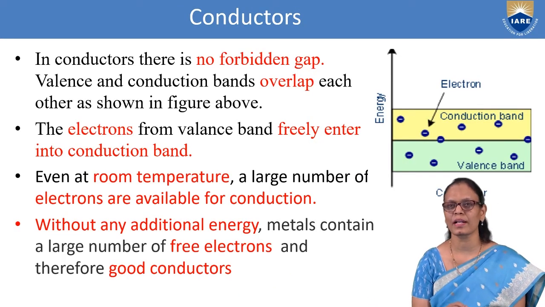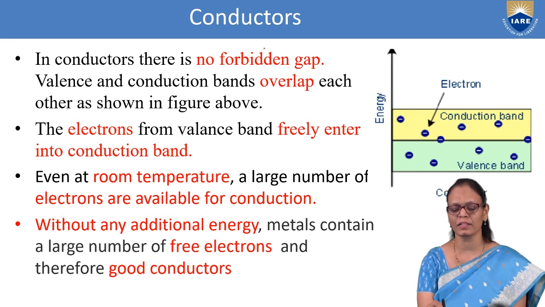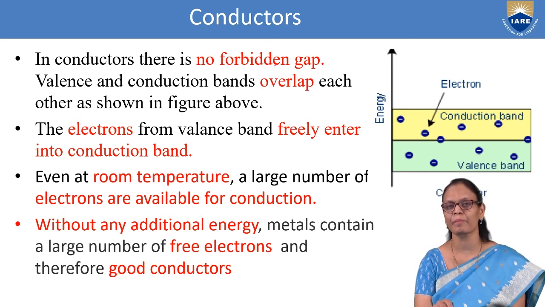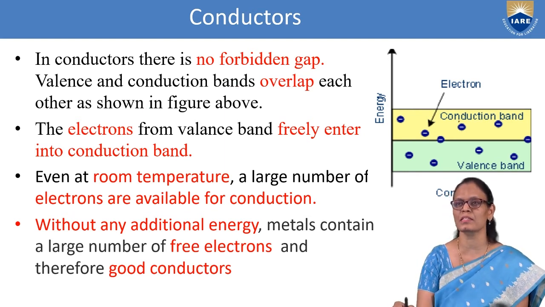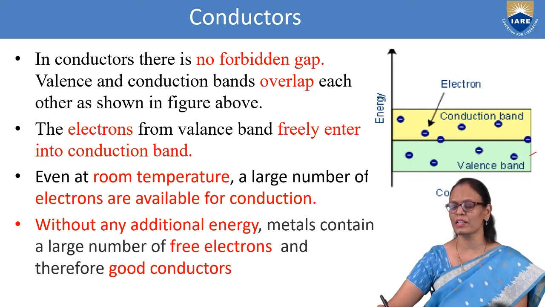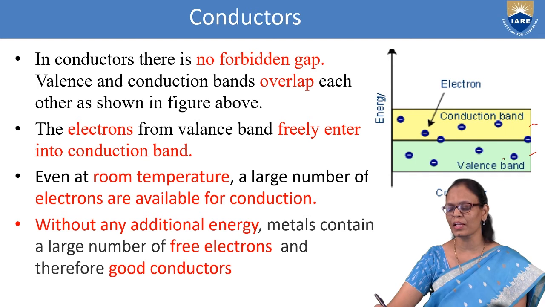Now we'll try to understand conductors. In conductors, there is no forbidden gap, meaning the valence and the conduction band overlap with each other. This green one is the valence band and this yellow one is the conduction band. So there is an overlap between the two bands.